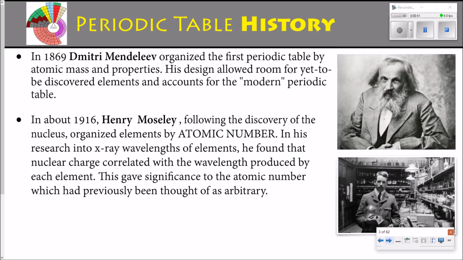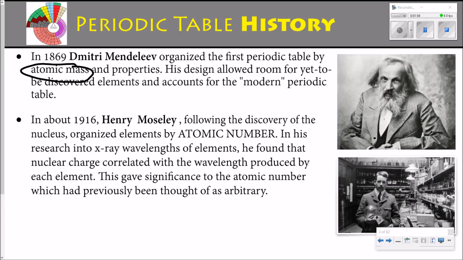Dmitri Mendeleev organized the first modern periodic table, and he did it by organizing it by atomic mass. This allowed him to create a periodic table that allowed room for elements that hadn't been discovered in his time to potentially be fit into blank spots in his periodic table.